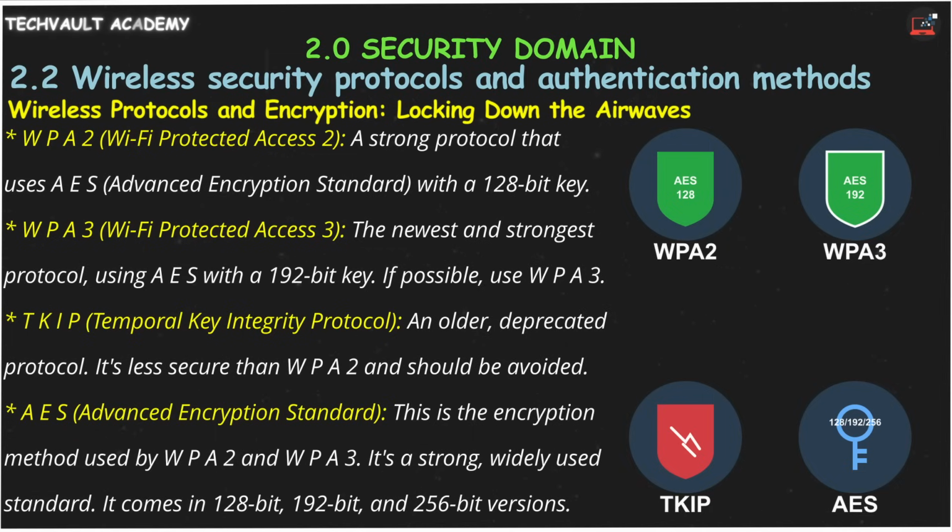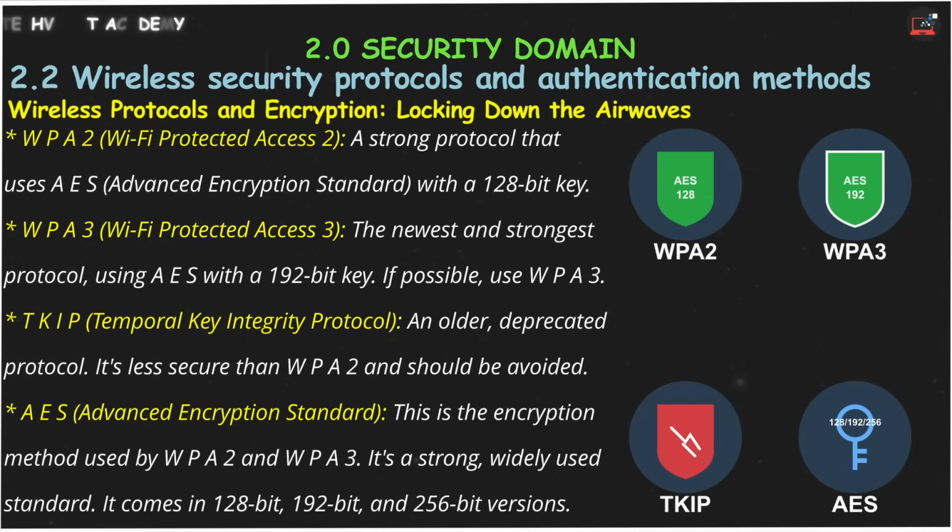WPA3, Wi-Fi Protected Access 3, the newest and strongest protocol using AES with a 192-bit key. If possible, use WPA3. TKIP, Temporal Key Integrity Protocol, an older, deprecated protocol. It's less secure than WPA2 and should be avoided.